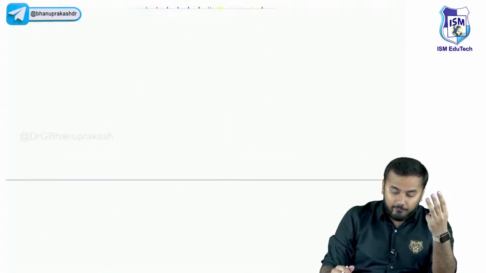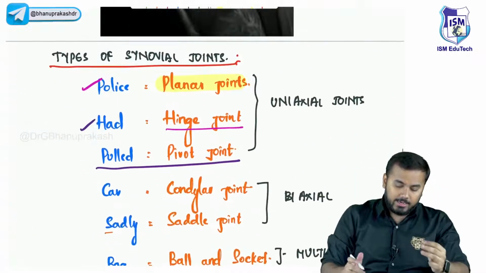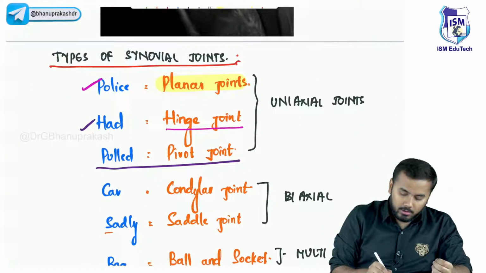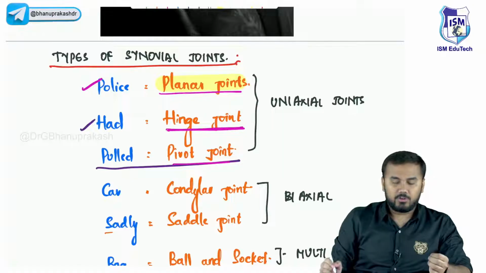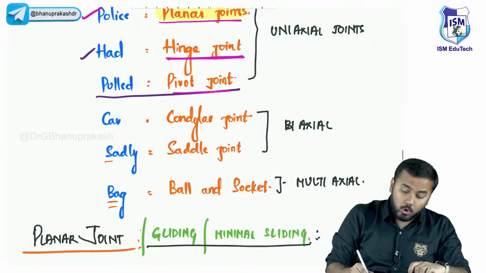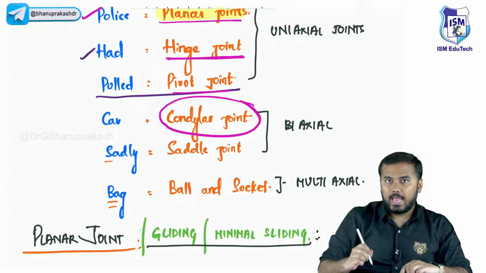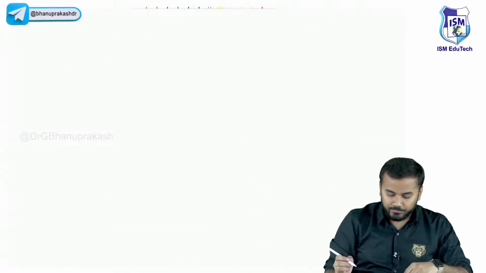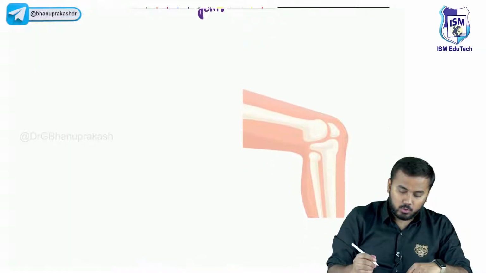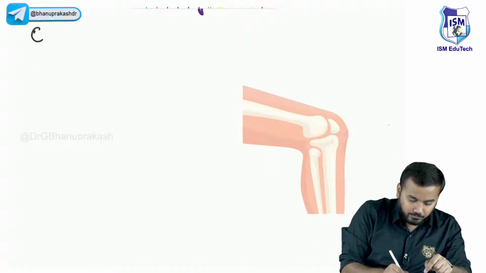Now after this, we are done with what? Planar joints, hinge joints, pivot joints. Now we shall be discussing condylar joints. Now look, condylar joints are biaxial joints. Remember that thing. So now we shall discuss condylar joints.